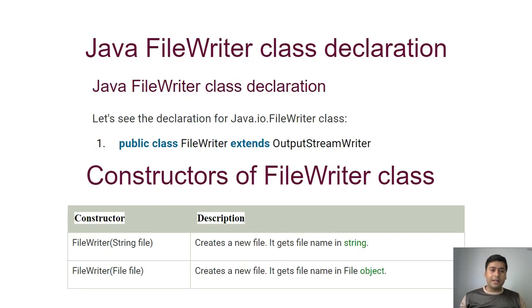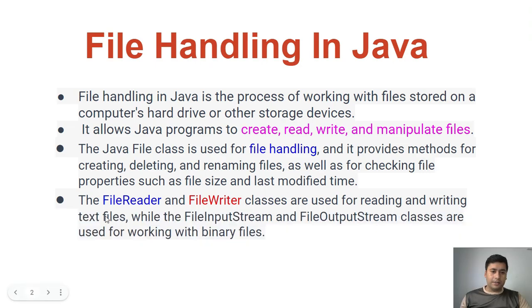Here I have also explained that the FileInputStream and FileOutputStream classes are used for working with binary files. So if you want to store data in binary files, you can go with FileInputStream and FileOutputStream. Otherwise, if you have text data, you can go with FileReader and FileWriter.